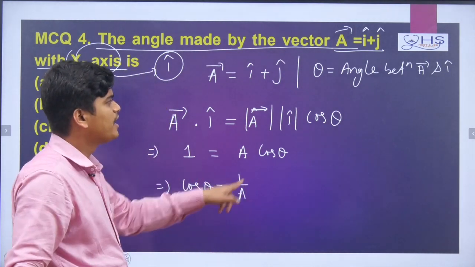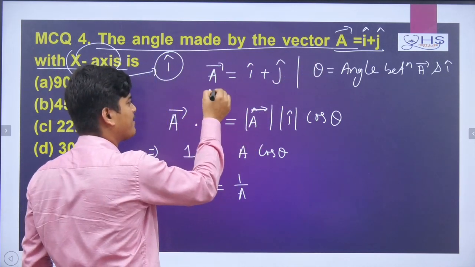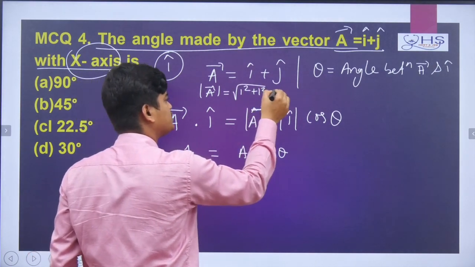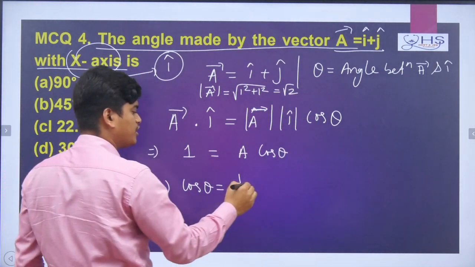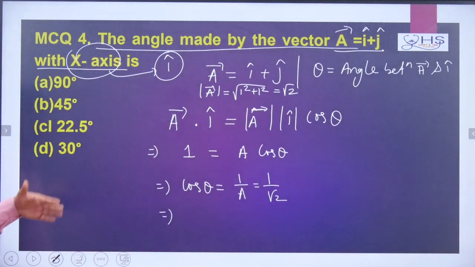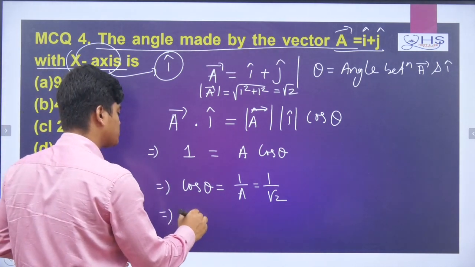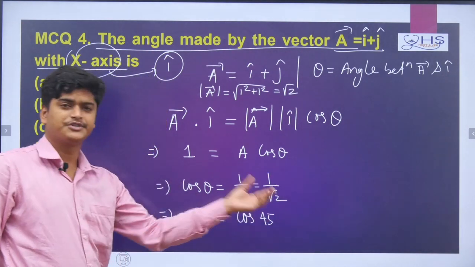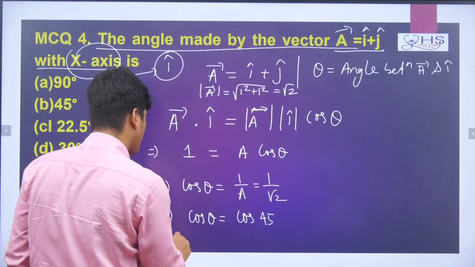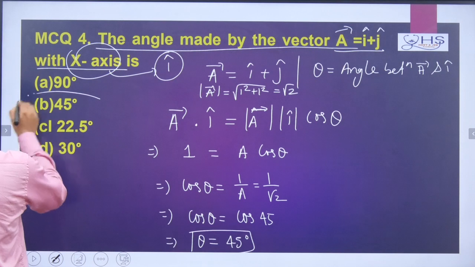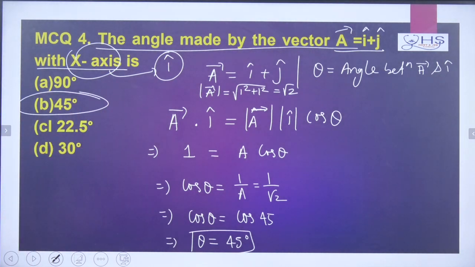So how to find this A? Already the A vector is given. If I want to find the A vector magnitude, I will get the square root of 1 square plus 1 square, which is root 2. So cos theta is nothing but 1 by root 2. If cos theta is 1 by root 2, you know theta will be how much? Cos theta equals cos 45, because cos 45 is 1 by root 2. So theta will be 45 degrees. Now check your options. Option B correctly matches 45 degrees. I hope you understand. We'll go to the next question.